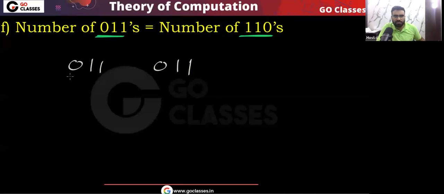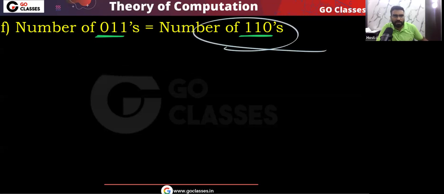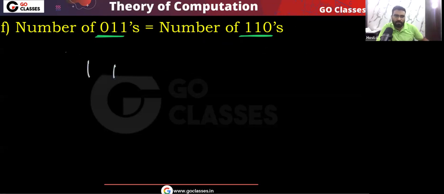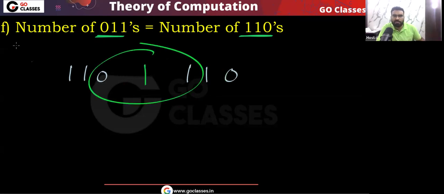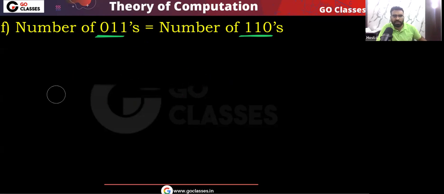And what about the next one? For example, can I repeat this 110, 110? I don't want 011, but I got 011. Can I put something in between? For example, can I put 0? Again I got 011. Can I put 1? Again I got 011. Is this point clear? So they are completely, totally dependent on each other.